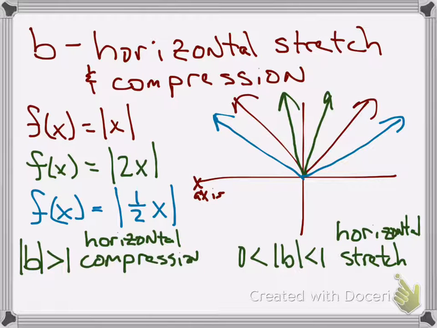The 2x made it more narrow, but it's compressing away from the x-axis, whereas the stretch is stretching towards the x-axis. So that's why we say that if the number is bigger than 1 for the horizontal, inside that parentheses, it's a horizontal compression because it's going away from the x-axis, whereas the stretch goes towards the x-axis from the parent function. Notice the difference in the parent function. So it's a horizontal stretch like that.